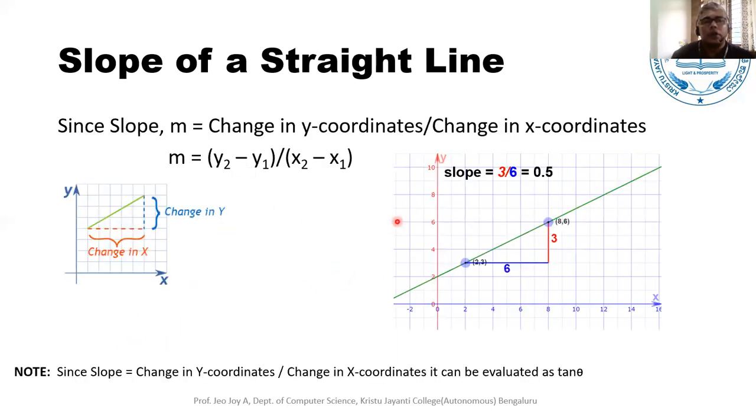Now, in this diagram, you can see another example of a slope. Here the coordinates x1, y1 are 2, 3, and x2, y2 are 8, 6. The difference in y ordinates, y2 minus y1, is 6 minus 3, which is 3. The difference in x ordinates, x2 minus x1, is 8 minus 2, which is 6. So the ratio between these two, 3 divided by 6, is 0.5. That is the slope of this straight line.